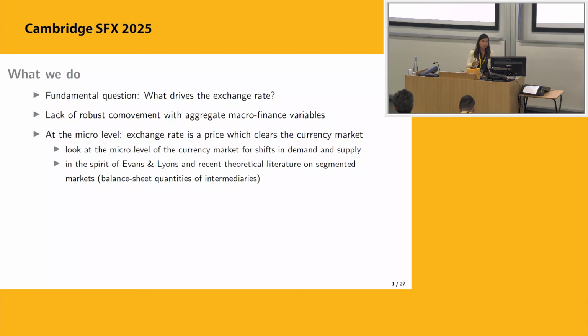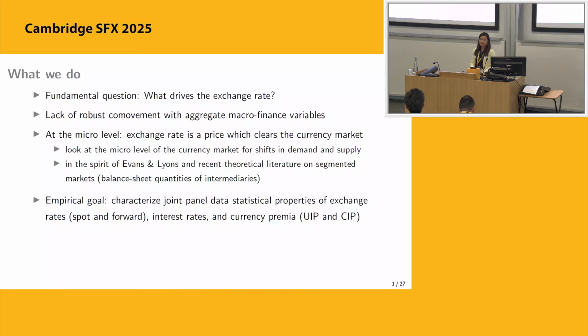So we must look at the currency market, and basically we follow this in the spirit of Evans and Lyons' paper and other recent papers on segmented market, try to identify supply and demand quantities in the currency market and see if they are more correlated with exchange rates and why. So we have two goals. One goal is an empirical goal.